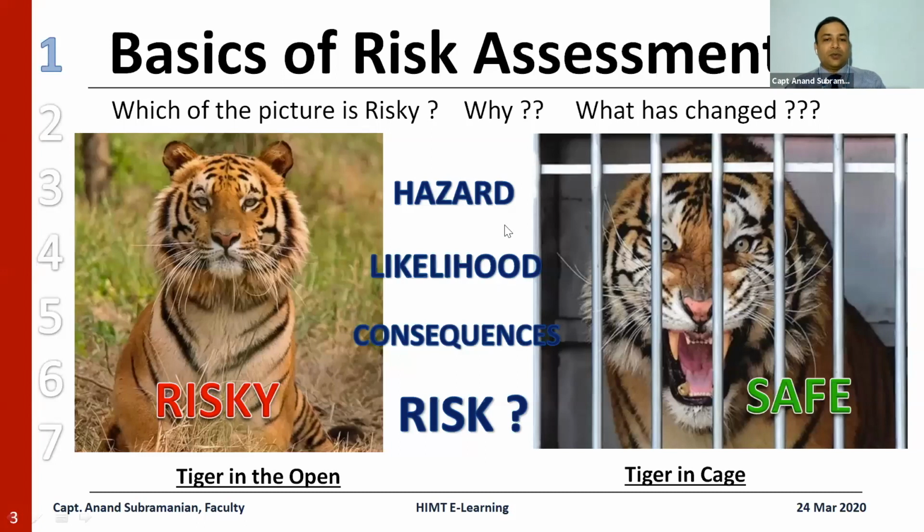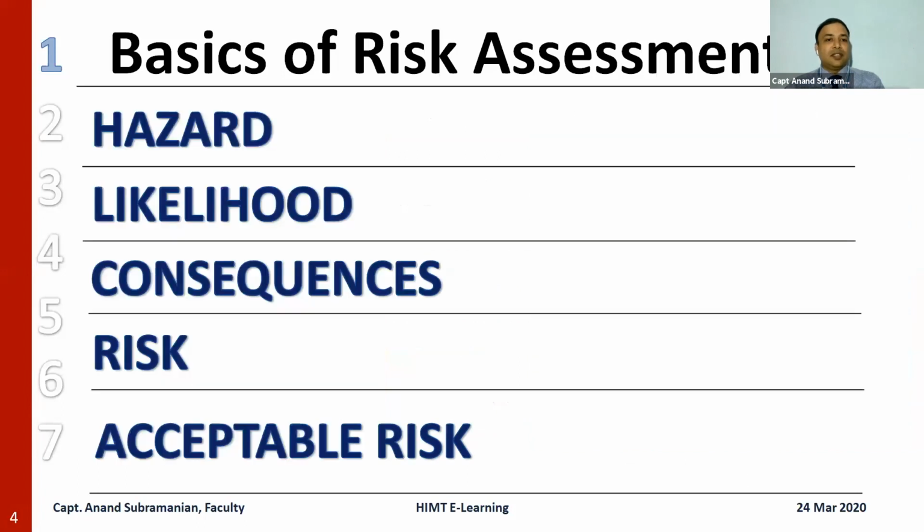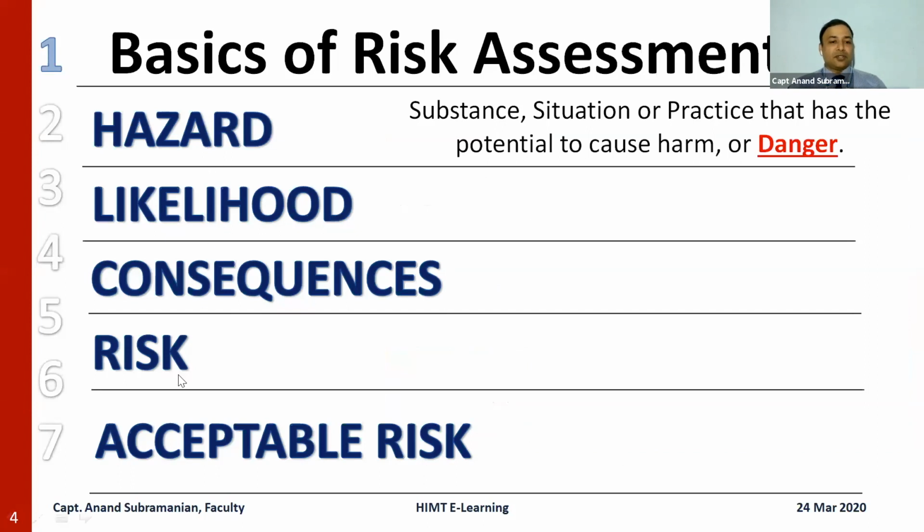Okay. So now we will start defining these hazards, these various points like hazard, likelihood, consequences, risk. And then in the end, we'll come to something called an acceptable risk that we will discuss in a little more detail. So what do you mean by a hazard? Hazard in a simple word is called danger. Anything which is a danger, which will do me some harm, has some potential to do some undesired event. As per definition, it's a substance, a situation, or a practice that has a potential to cause harm or danger.